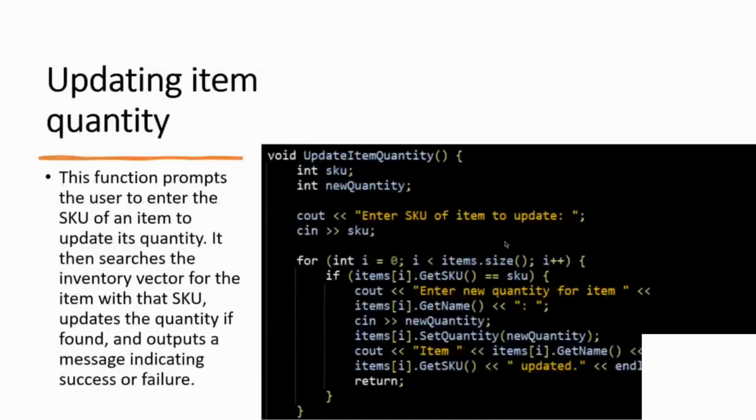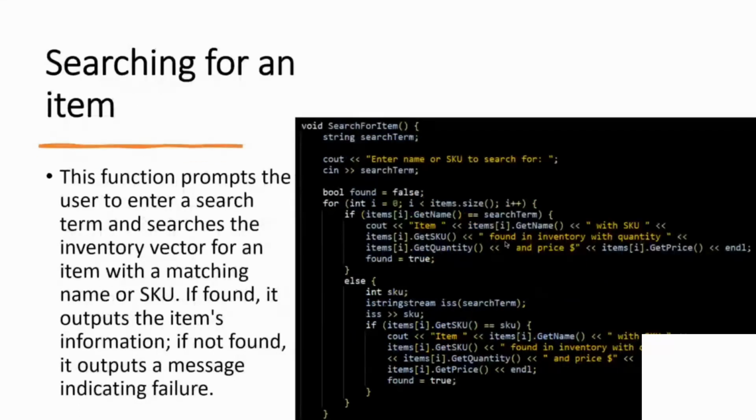Updating item quantity. It prompts the user to enter the SKU of an item again to update its quantity. It then searches the inventory vector for the item with that SKU. It updates the quantity if found and outputs a message indicating success or failure. I didn't put the failure code because it's just repetitive.